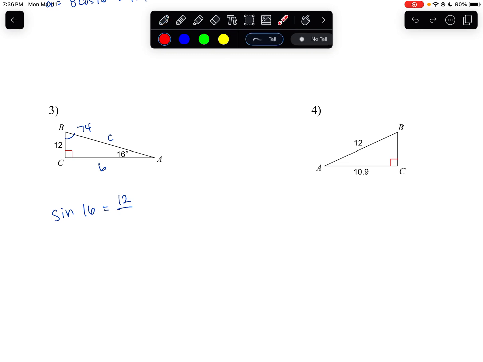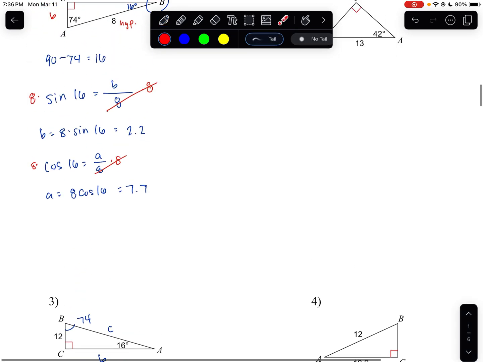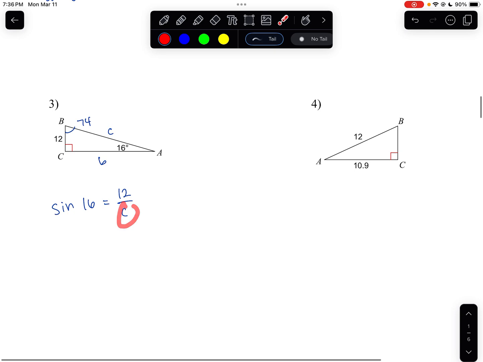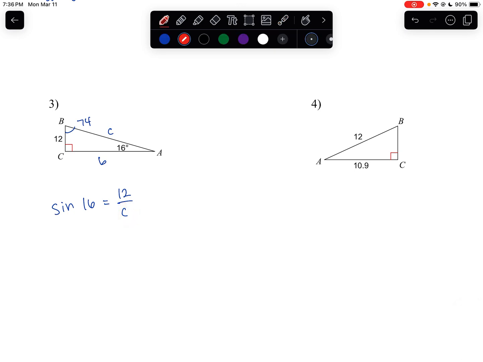Okay, so now the difference between the problem that we did before and this one is that our unknown side length is in the denominator as opposed to up here. Either time that we used our trig function, the unknown side length was in the numerator. Okay, so we're not going to do anything too crazy. We're just going to solve it like we would any other problem.